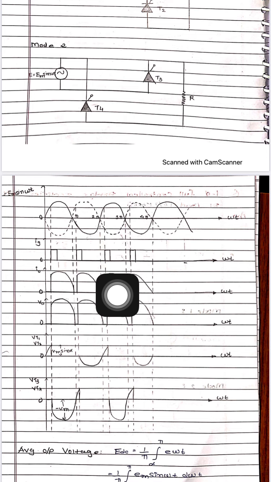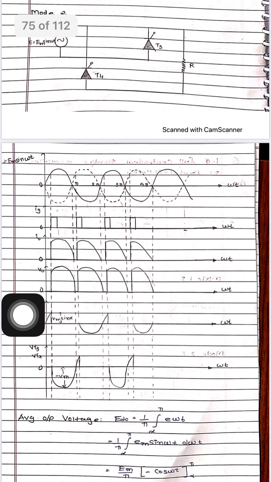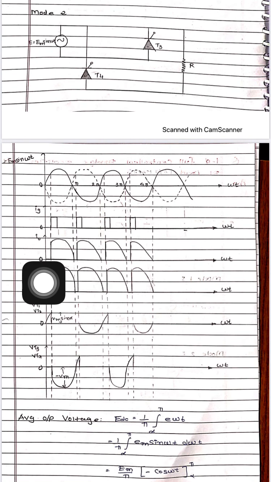The next is 2 pi plus alpha, and the third is 3 pi plus alpha. Alpha may be 30, 60, whatever, but it is after the interval, and the same waveform will be generated. There is some delay over here. If this is a resistive load, the current is 0. If it is an inductive load, what will happen? There is some negative spike.